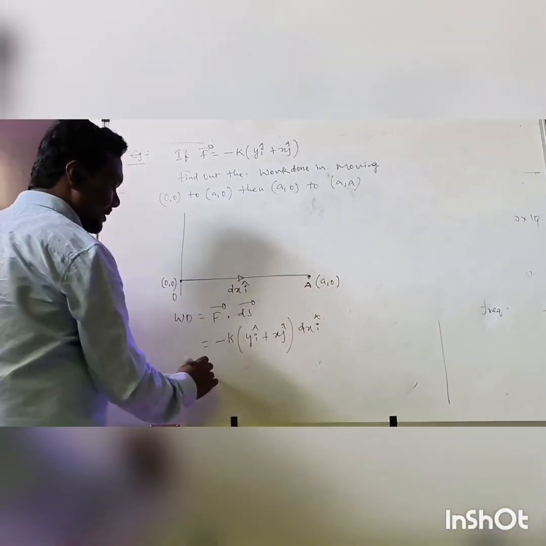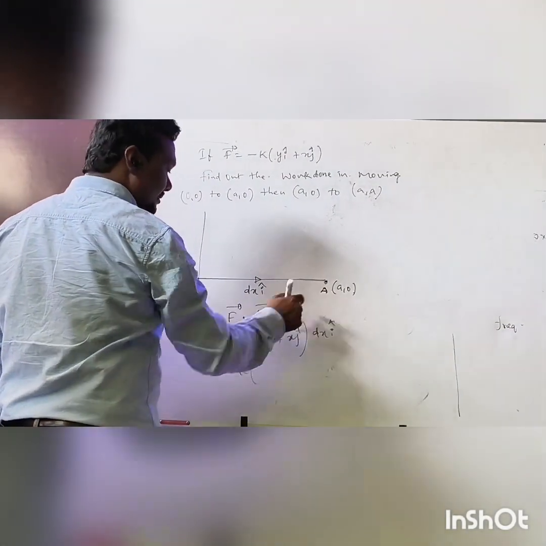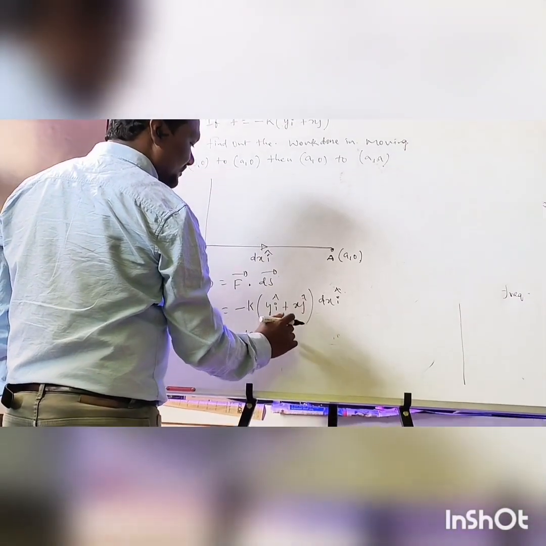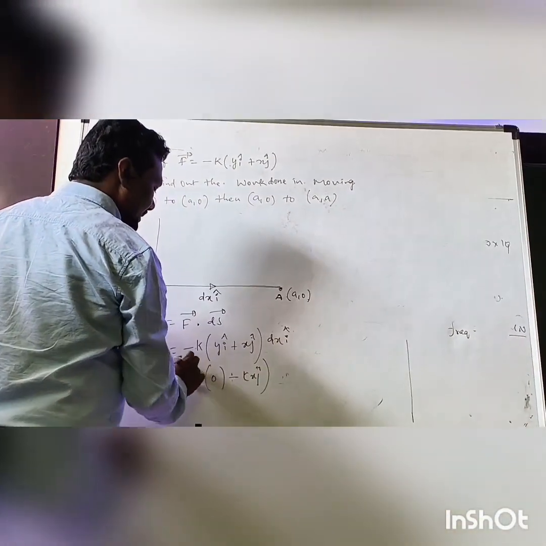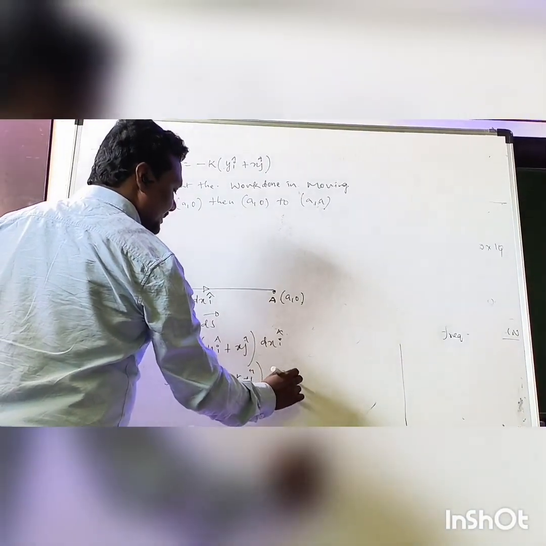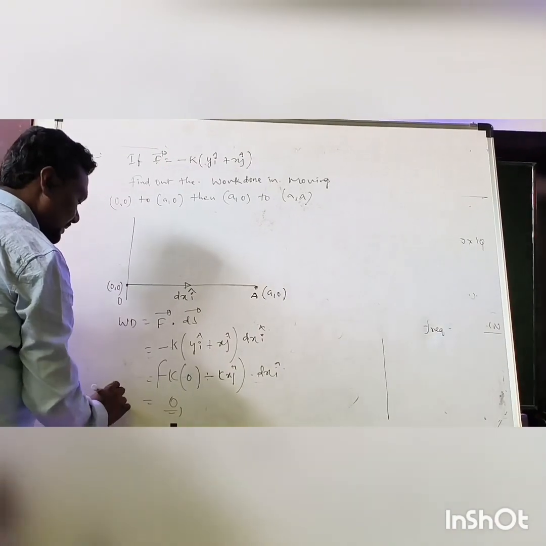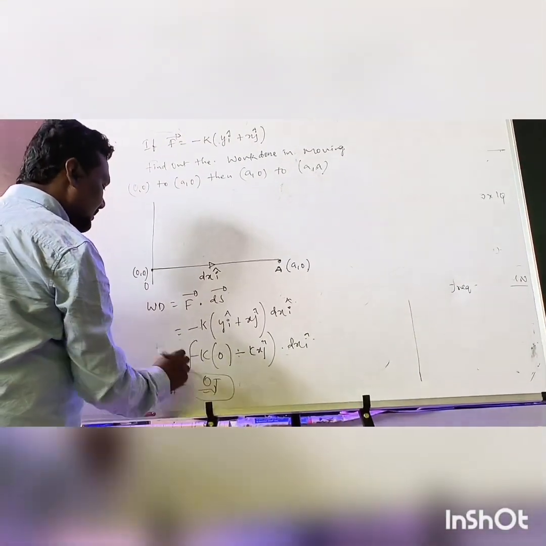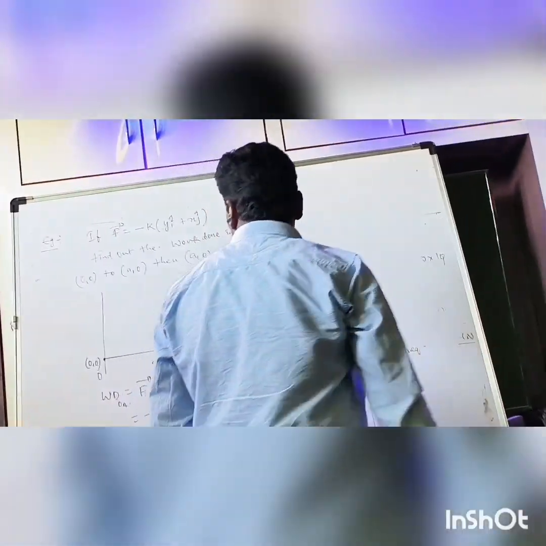Now minus k of what is the y coordinate? The y coordinate is 0, it is not changing, so that term is 0, plus x j cap. So I can write it as minus k x j cap dot dx i cap. Now i dot j is again 0. So the work done from O to A is equal to 0 joules.